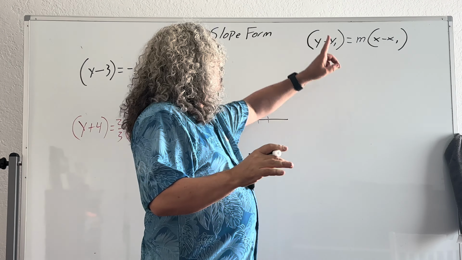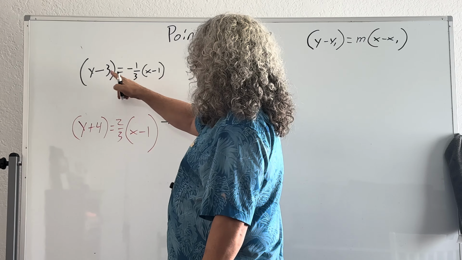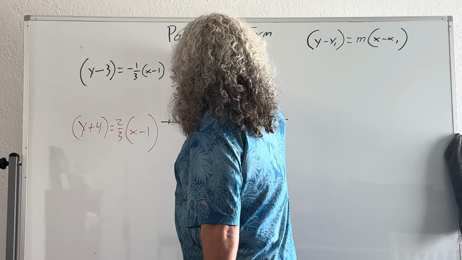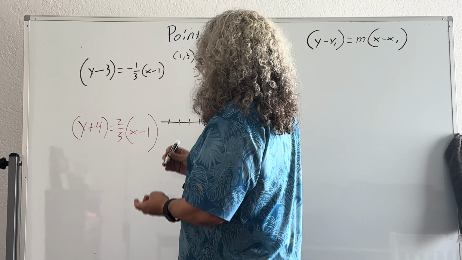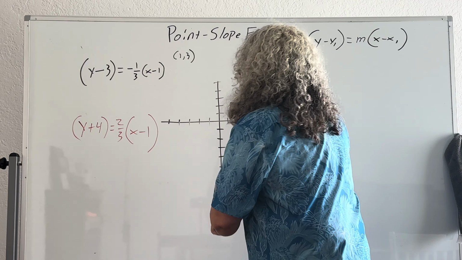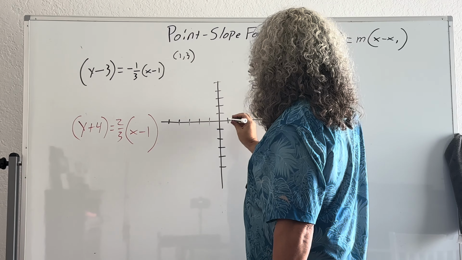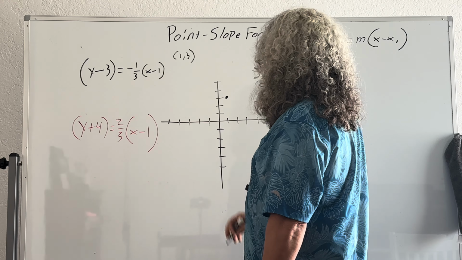Here's the weird part. The formula already has the minus. So the numbers you plugged in here, these are actually positive. So the point that I need to give is going to be 1, 3. Okay, the 1 is going to go with the x and the 3 is going to go with the y. Okay, so I start by doing that point. We're going to go, my x is 1, my y is 3. I'm going to start right there.